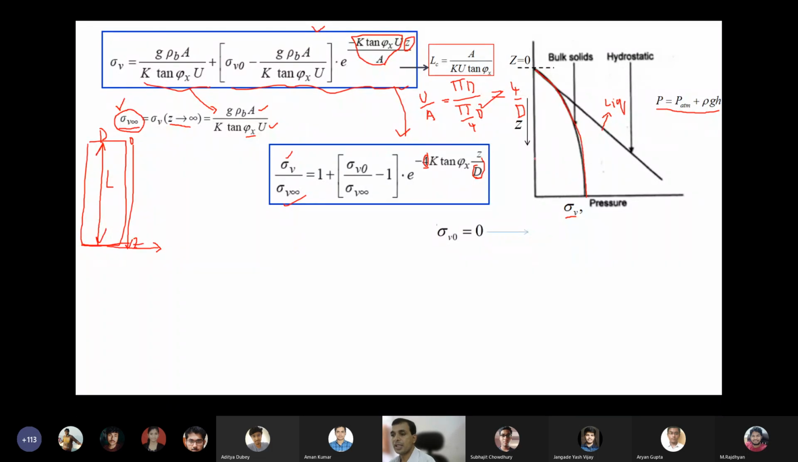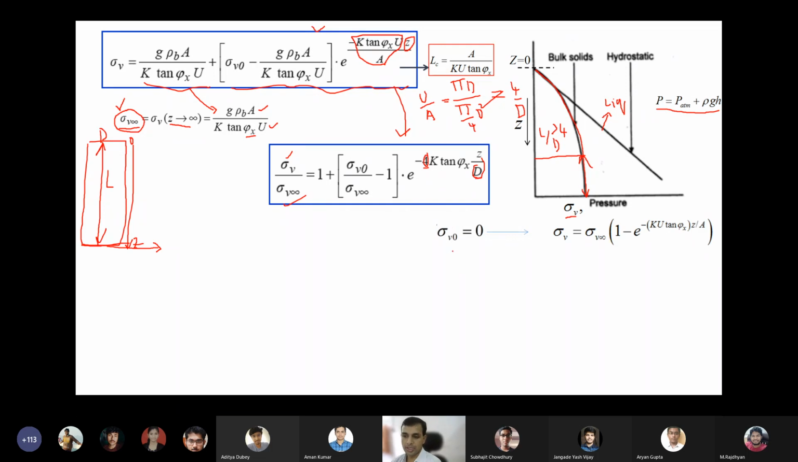And after a certain height, it will reach some asymptotic value, meaning a constant value. What is that height? If L by D, length by diameter, is greater than 4, people found out that it reaches the asymptote, a constant value. It doesn't vary at all after that. The vertical stress doesn't vary at all after that.